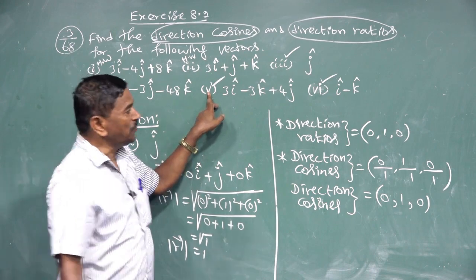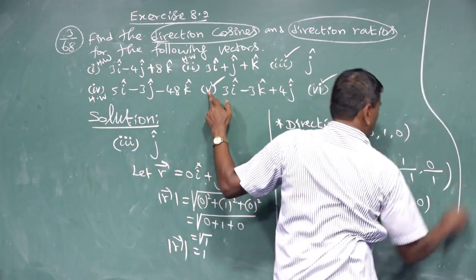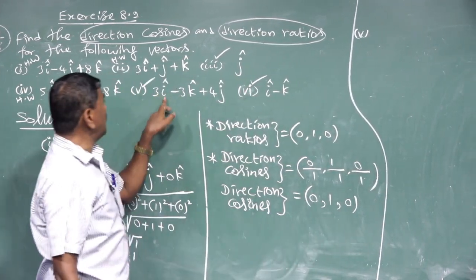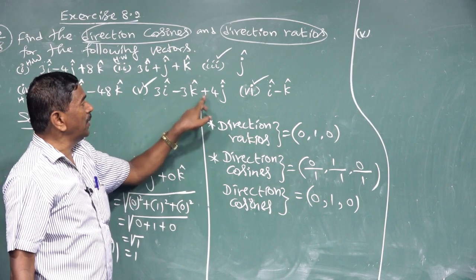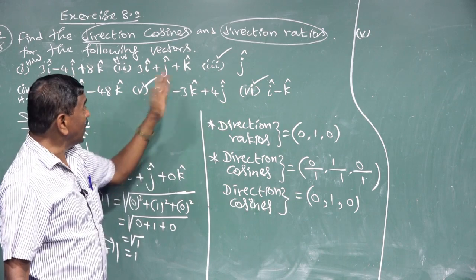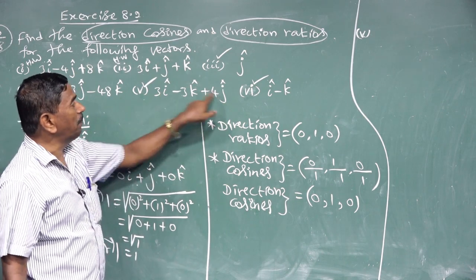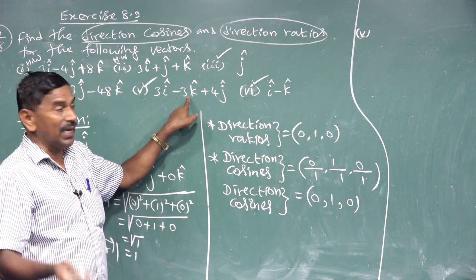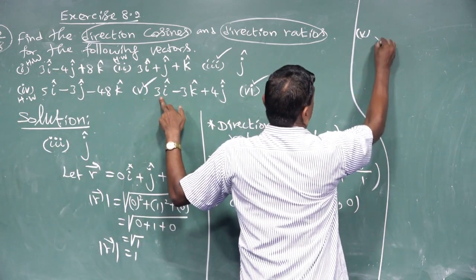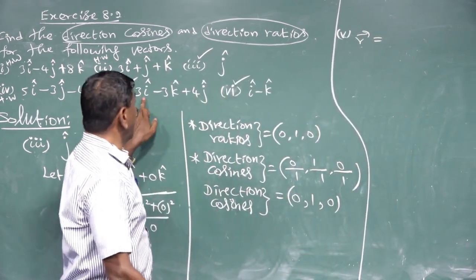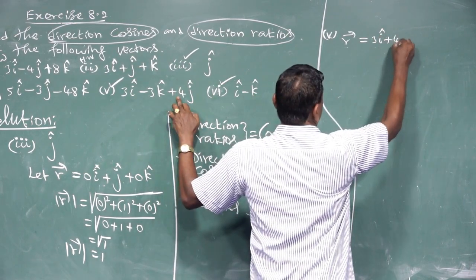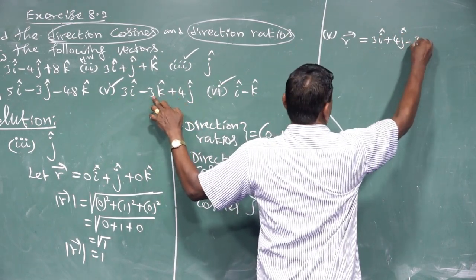Come to subdivision 5. In subdivision 5, the given question is 3 i cap minus 3 k cap plus 4 j cap. I want to rewrite my question. Let r vector be equal to 3 i cap plus 4 j cap minus 3 k cap, so k should be last. So that is my answer.